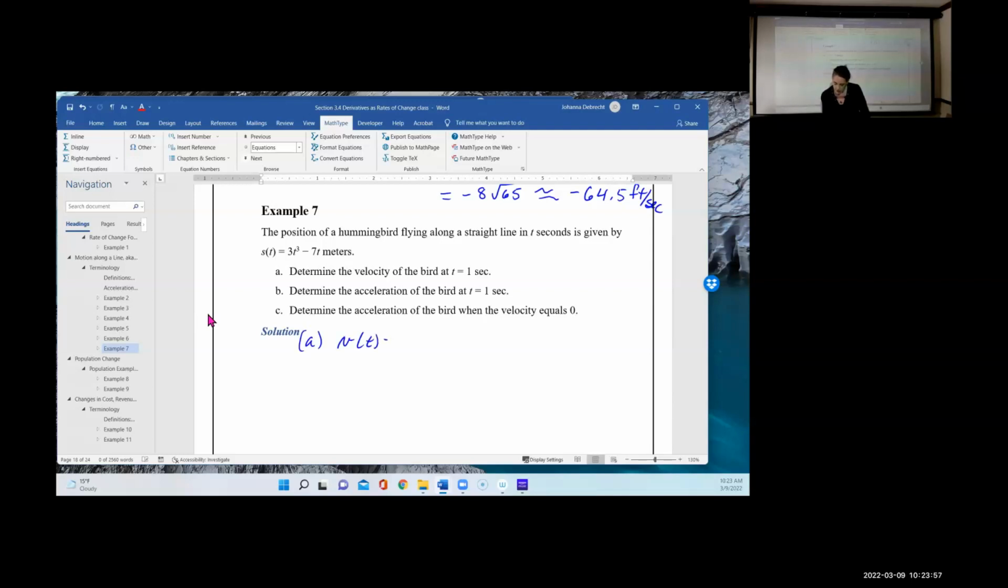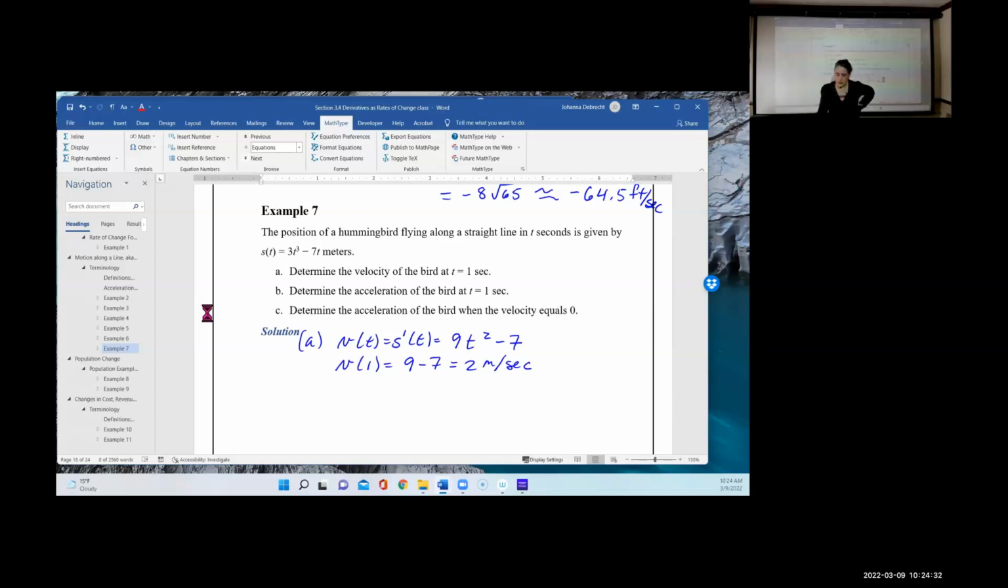So v of t is equal to s prime of t, which is going to bring the 3 to the front and multiply by the 3, which gives me 9t squared minus 7. And then I want to find it at 1 second. So v of 1 is equal to 9 minus 7, which is 2 meters per second. All right, it's given in meters per second.